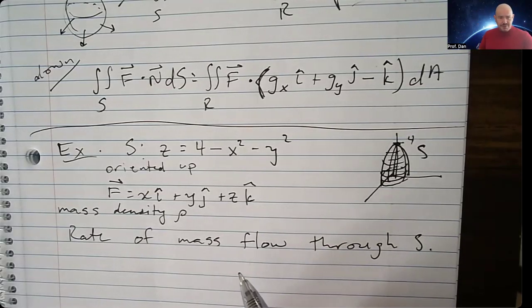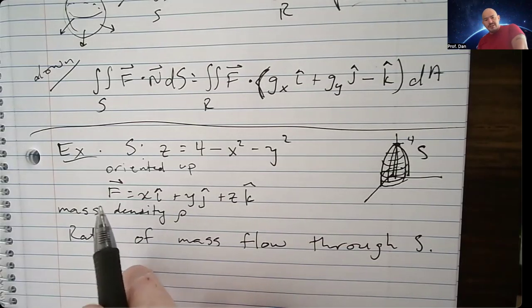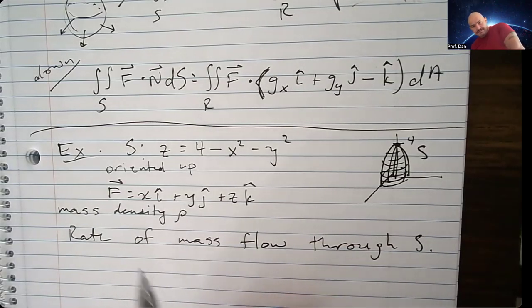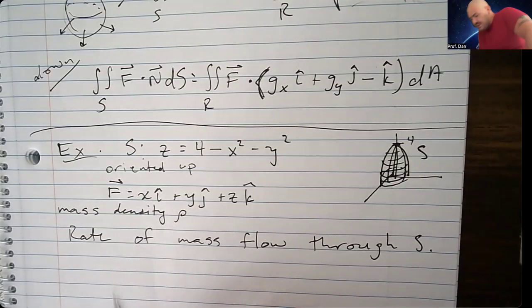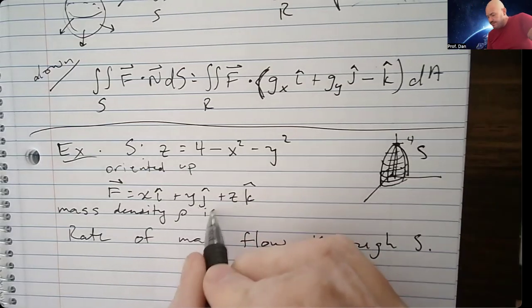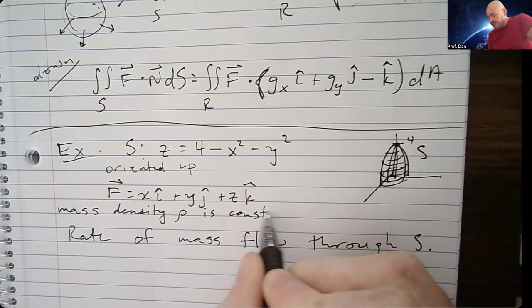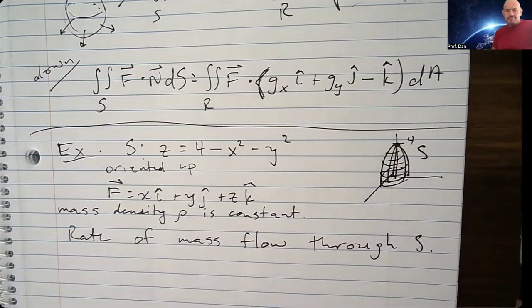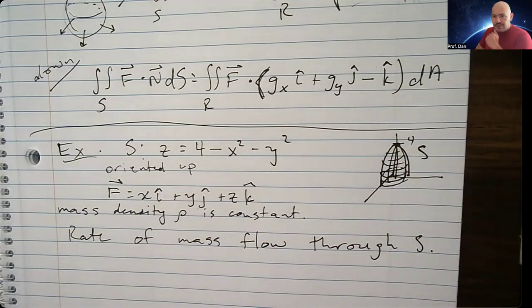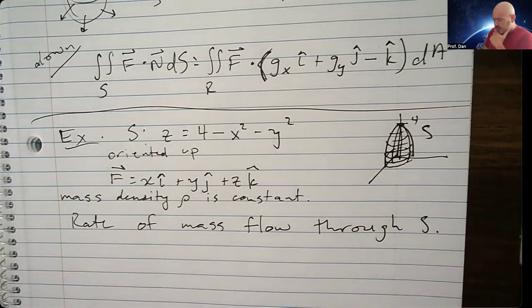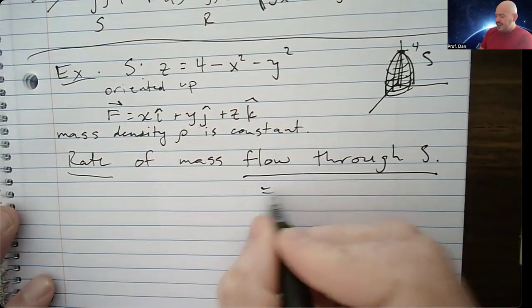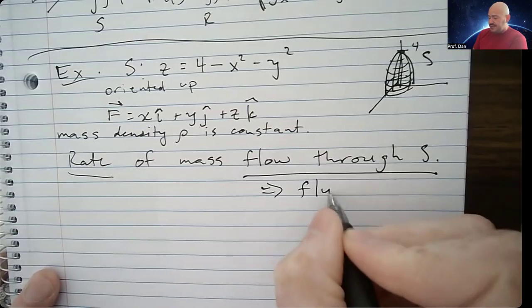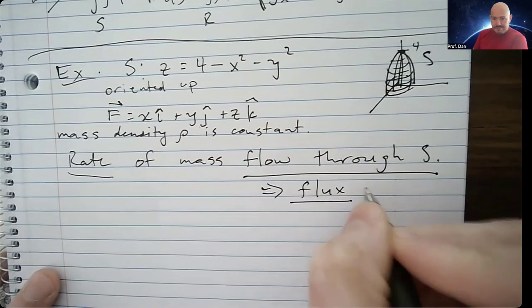So rate of mass flow really just means that we're multiplying this vector F by the mass density. Very important. Specifically, we have a uniform mass density. So with that said, the rate at which we flow through S, that verbiage is the giveaway that I'm trying to find the flux.